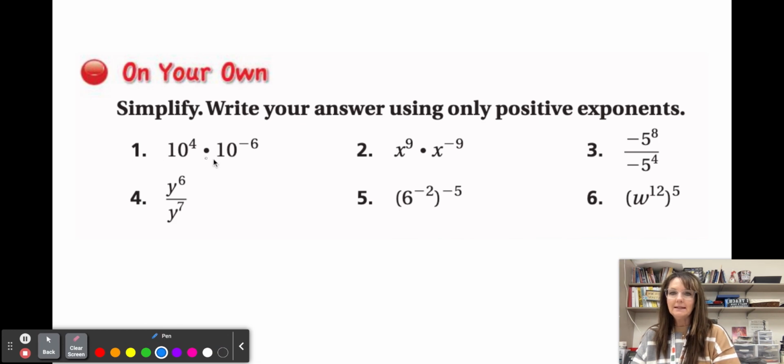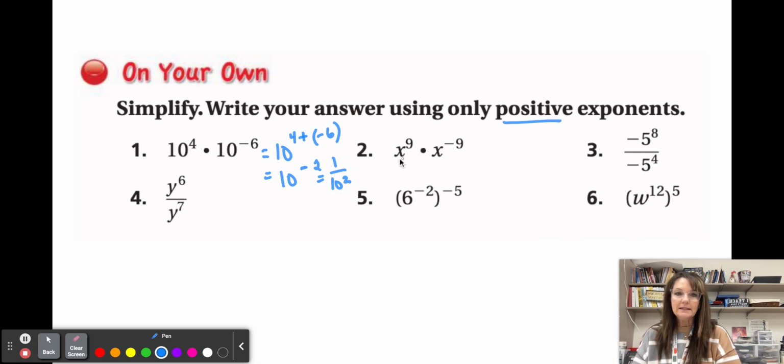In the first one, base of 10. So we are going to add the exponents. 4 plus -6. It's going to give us 10 to the -2. So we would write it as 1 over 10 squared. Okay, to give a positive exponent because it said only positive exponents.